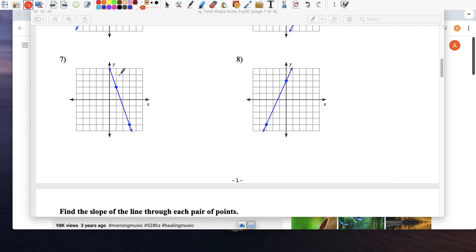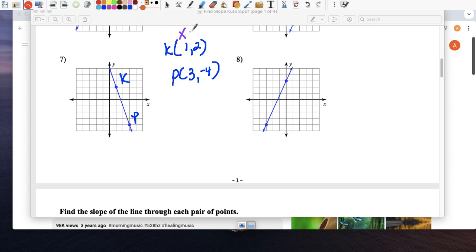Again, let's find the point. Let's call this k. Let's call this p. Point k is 1, 2. Point p is 3, negative 4.